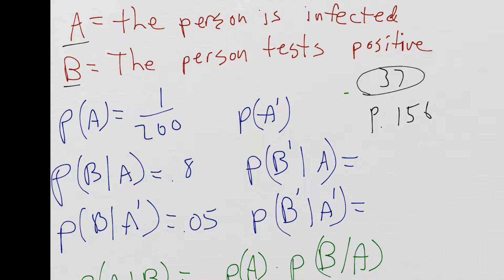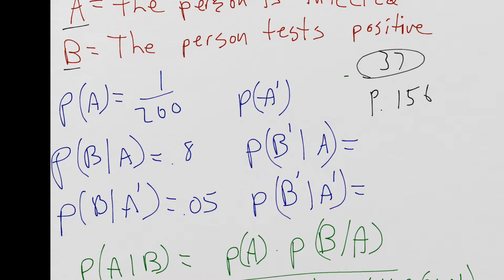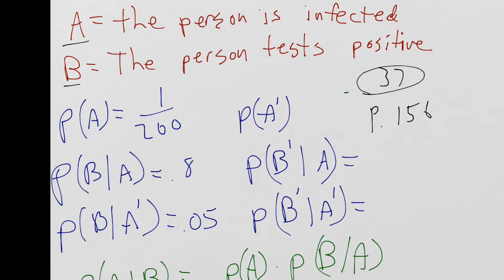So reading through the problem, it says 1 out of every 200 people have this certain virus or disease. Okay, so that's just what they gave us. So probability A, that the person is infected, is 1 out of 200. So what's the probability they're not infected? Okay, well this would be 199 out of 200. Okay, we're going to need this for this problem.